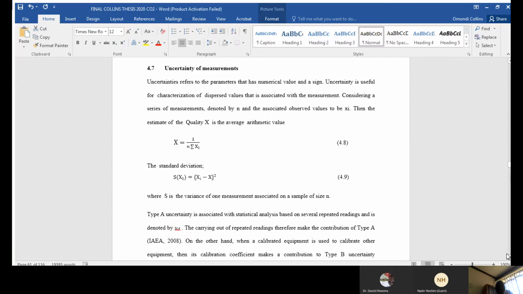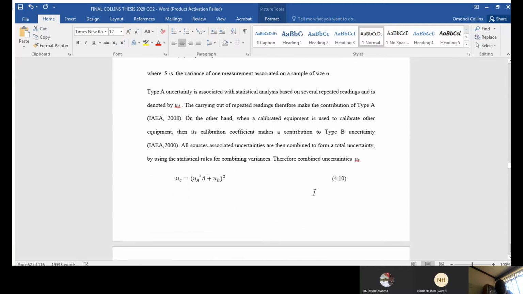So for the uncertainty of measurement, I group them into two. Those that I could measure, type A, and type B. These are the ones that I got from the literature. So the total uncertainty is a combination of the one that is measured. Then I take into consideration the one that I got from the literature.